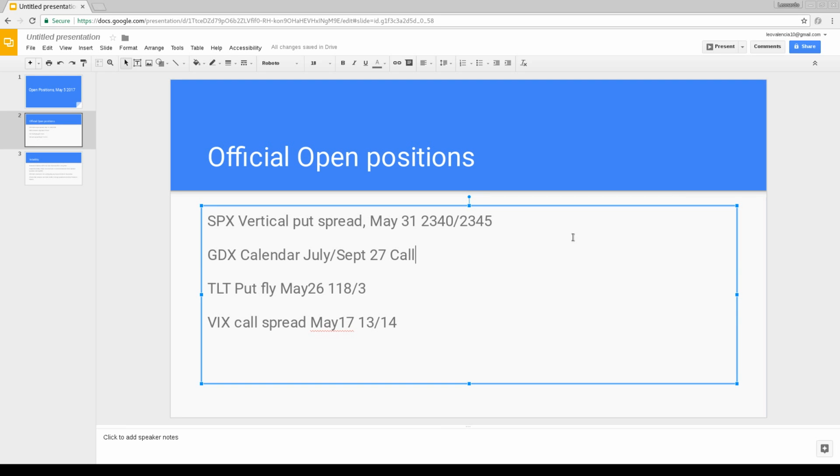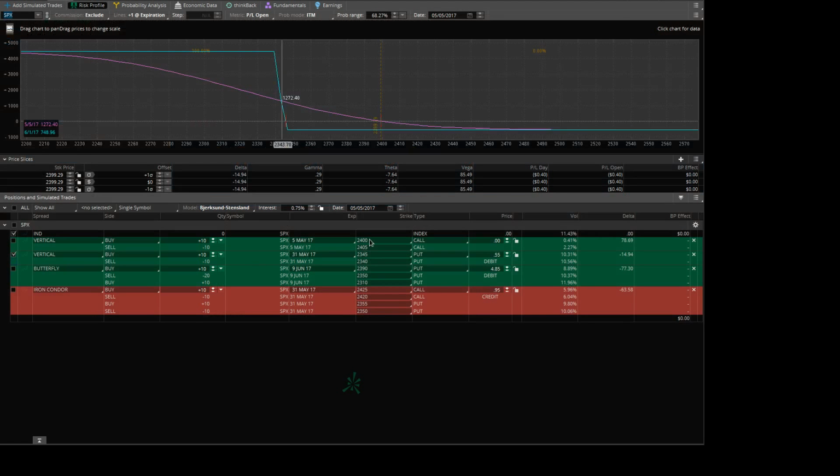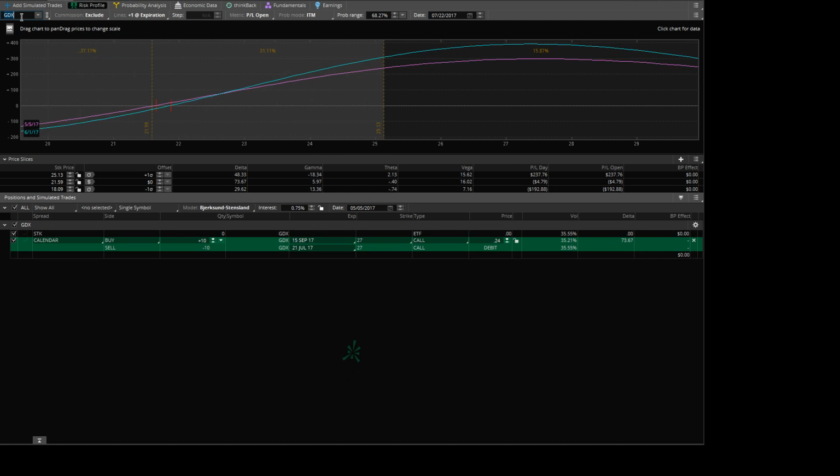And it's a beauty because it only requires GDX to go above 22 for the whole calendar to switch short gamma, which is fantastic. I mean, if the calendar switches short gamma, this is going to be the payoff. I'm going back to Thinkorswim, and I'm going to use this calendar here.